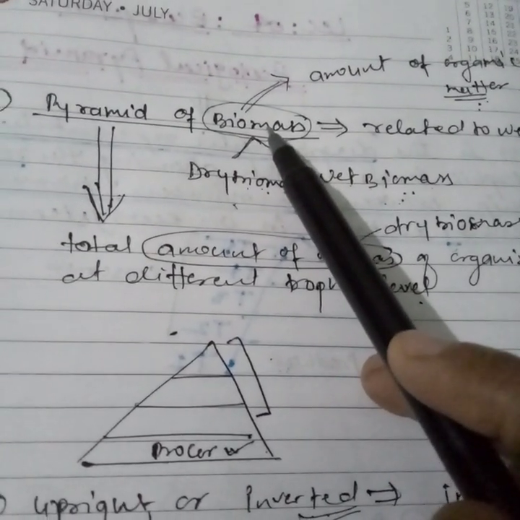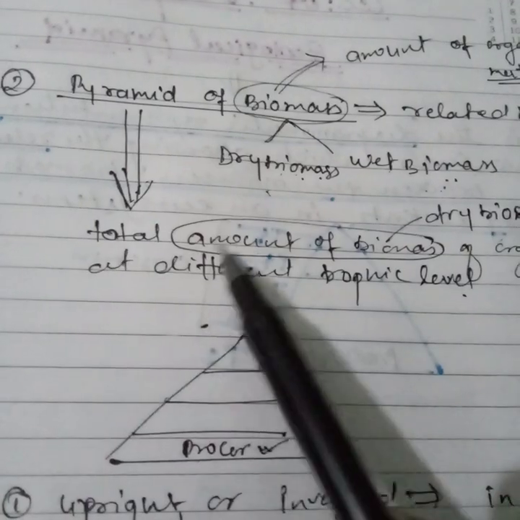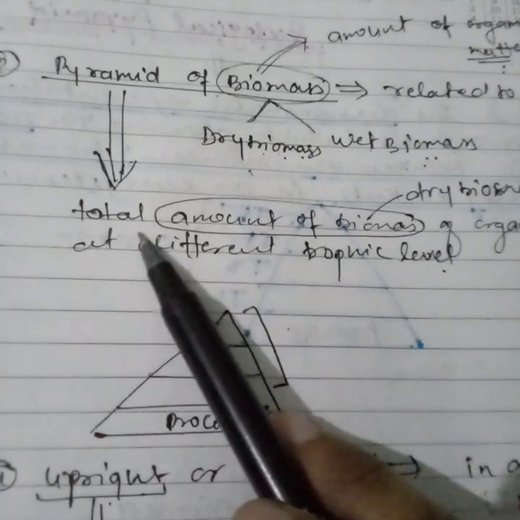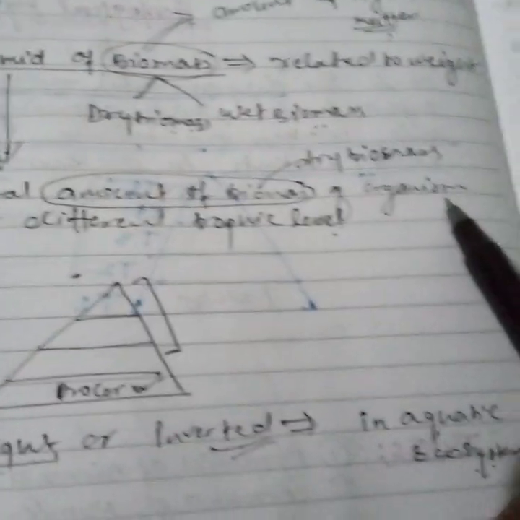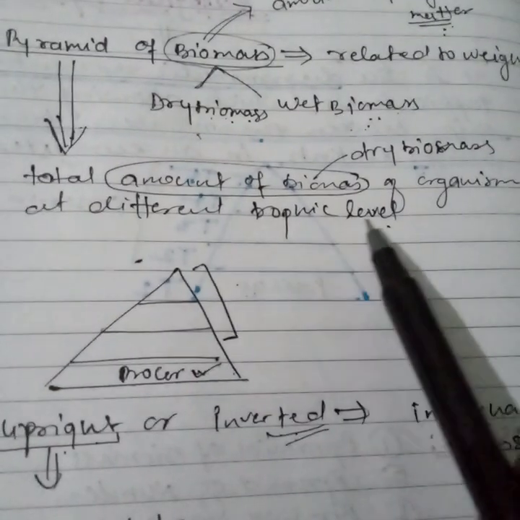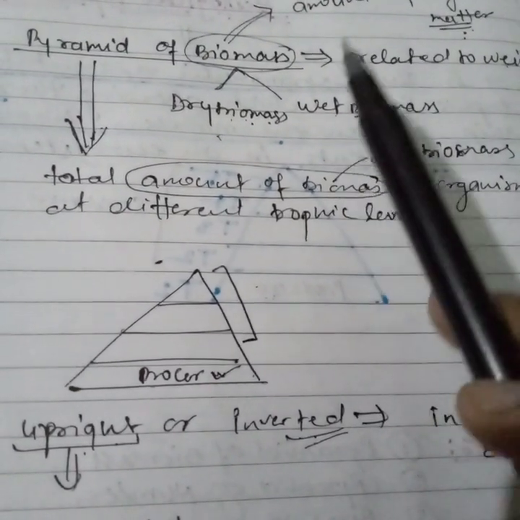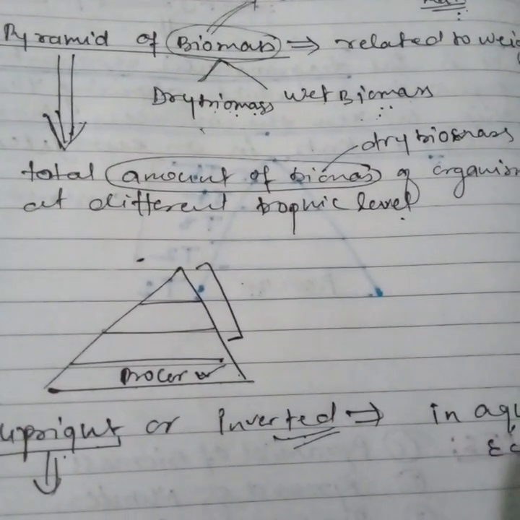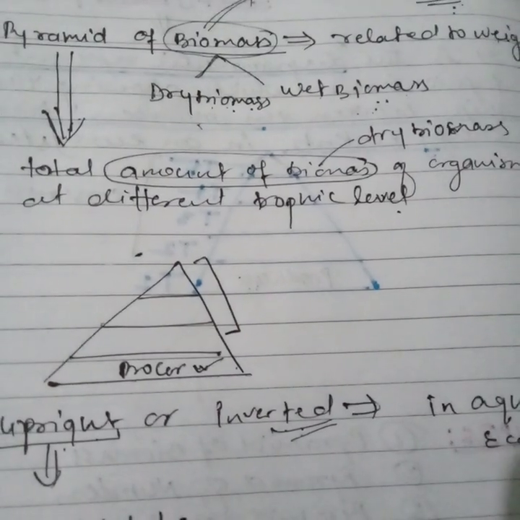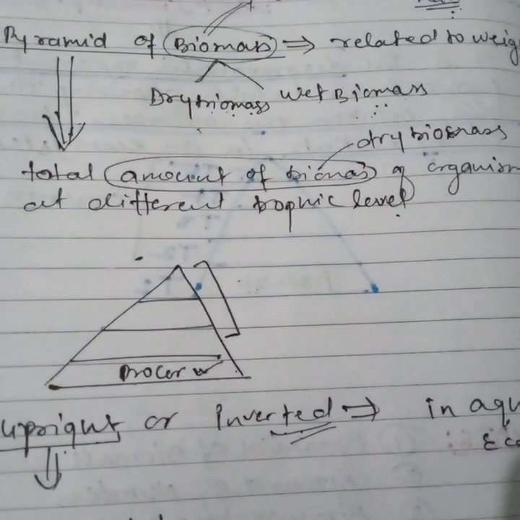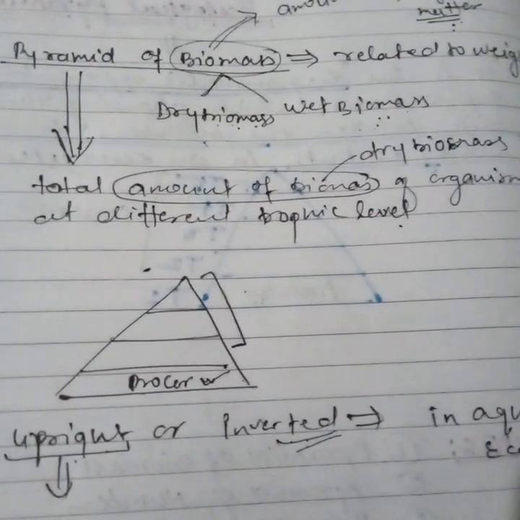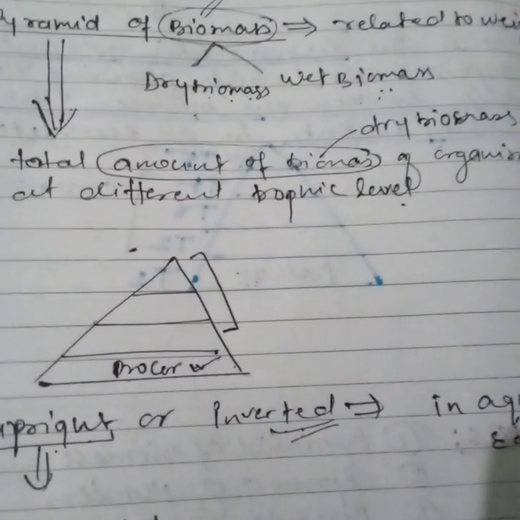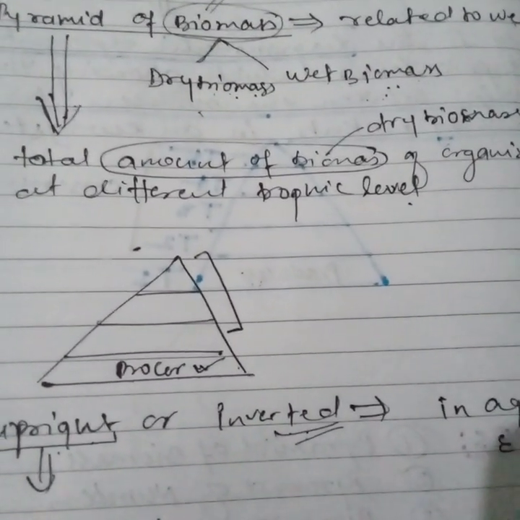Pyramid of biomass is the total amount of biomass, in respect to the dry biomass, the total amount of dry biomass of organisms at different trophic levels. So the pyramid of biomass refers to the total amount of dry biomass of organisms at different trophic levels. Pyramid of biomass is the most important feature of an ecosystem.